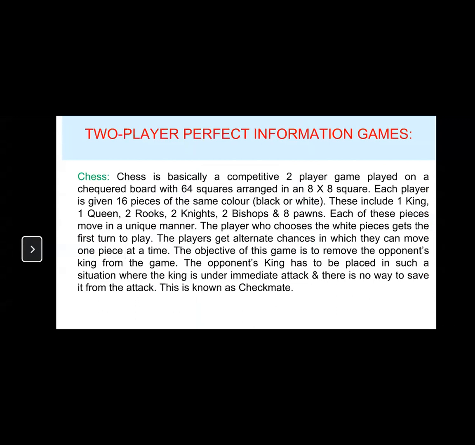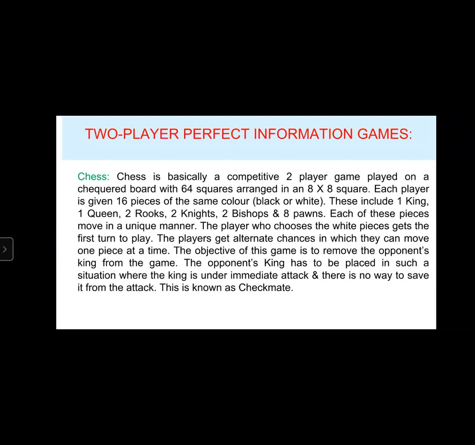Chess is basically a competitive two-player game played on a checkered board with 64 squares arranged in an 8 by 8 square. Here each player is given 16 pieces of the same color, black or white. These include 1 king, 1 queen, 2 rooks, 2 knights, 2 bishops, and 8 pawns. Each of these pieces moves in a unique manner.